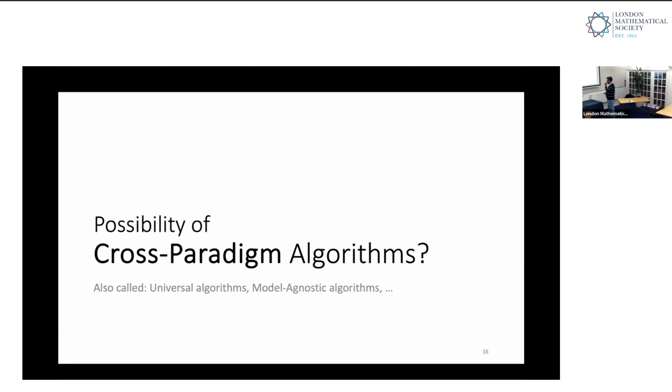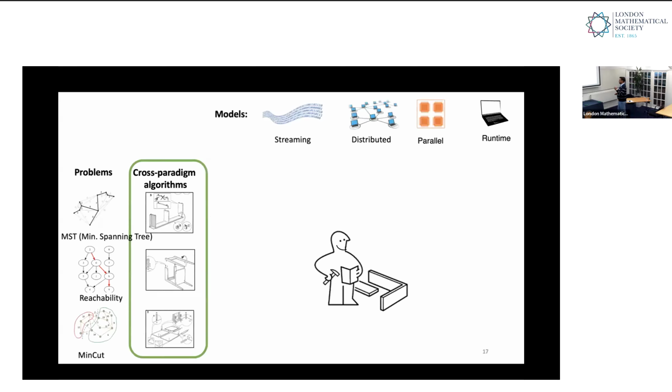So this is what I wanted to talk about. Can there be a cross-paradigm algorithm? I mean, cross-paradigm is some name that we came up with. It can also be called a universal algorithm or a model-agnostic algorithm. It's not a set-in-stone name, right? This picture actually explains what I'm trying to mean.